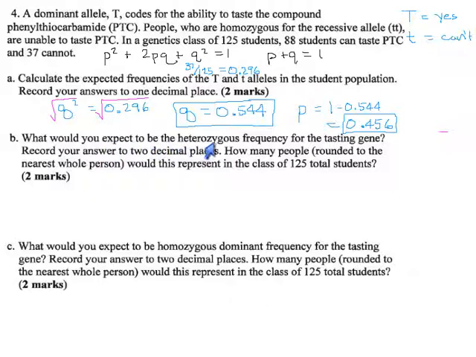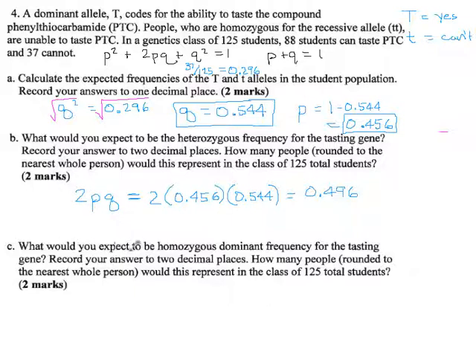What would you expect to be the heterozygous frequency for the tasting gene? This is the heterozygous group right here, the 2pq. We can find that easy enough now that we know our alleles. 2pq. This is people who have the heterozygous trait, so one big T, one little t. It's going to be 2 times p, which is 0.456, and q is 0.544. So when we multiply that out, 2 times 0.456 times 0.544, we get 0.496. So just under half, 49.6% of the class would be in the heterozygous category.